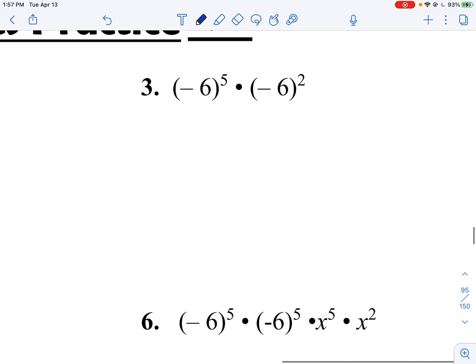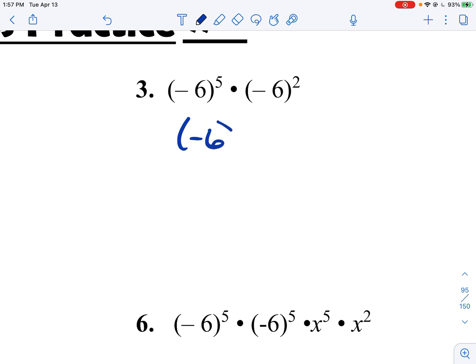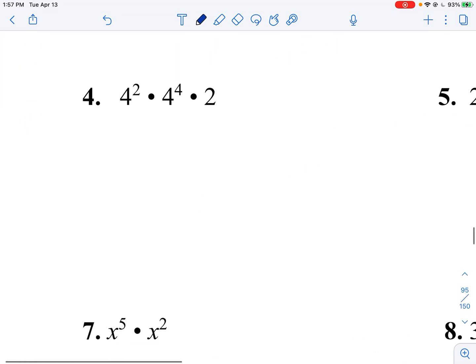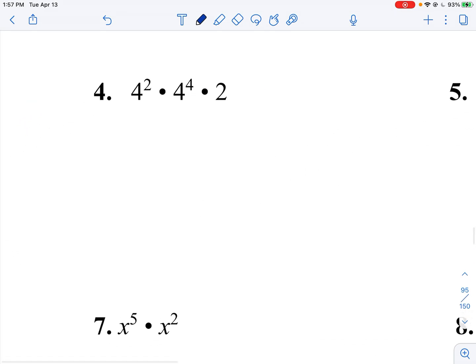On this last one, on the top row, we have -6. Again, the bases are exactly the same, 5 plus 2, and I must show this step. I would get -6 to the 7th power. Over here, these two have the same bases, but this is a different base, so I can't combine them. I can combine the first two, but I cannot combine the last one.